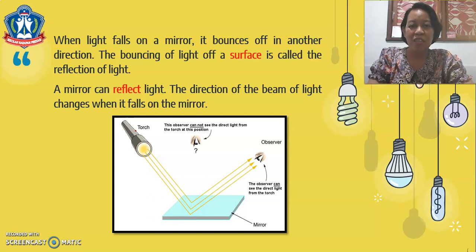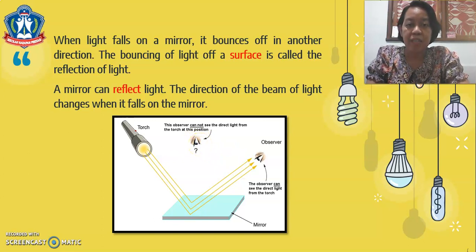Let's try to see the diagram below. Look at the torch and the mirror. So can you see the difference in this position? The observer cannot see the direct light from the torch at this position, while on this part, the observer can see the direct light from the torch.